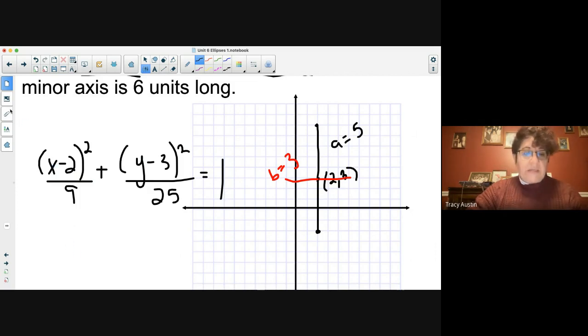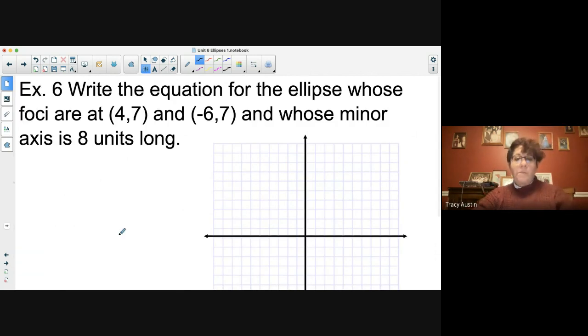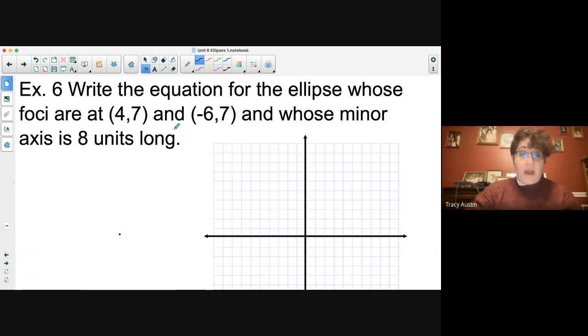All right, so hardest for last always, because the standard always says you're supposed to be able to write the equations given the foci. So the foci are at (4, 7) and (negative 6, 7). Start by graphing those: 4, 7 and negative 6, 7.